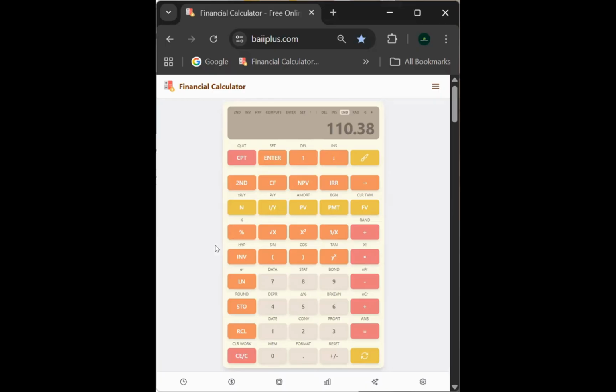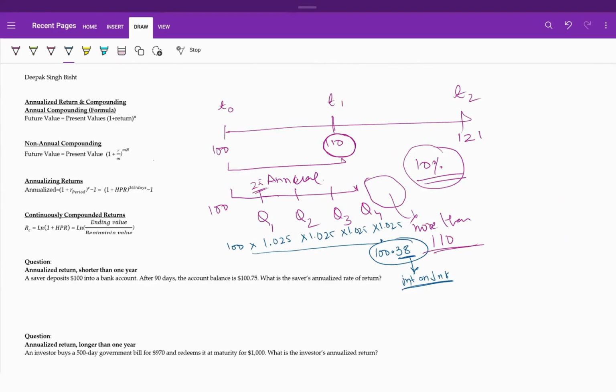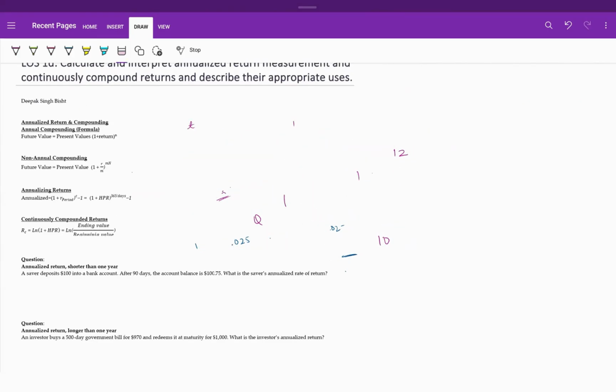So if I increase the frequency, my principal is going to increase compared to the situation where the frequency is lesser. Okay, I hope this is clear now. So let's move to the next concept. I hope this concept is clear. Now let's do one question here.